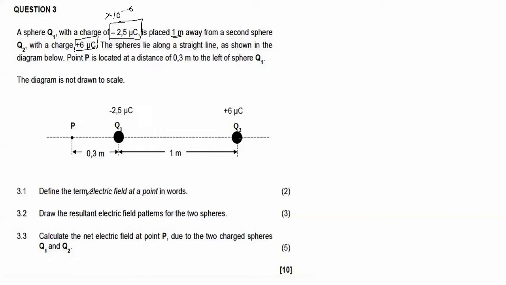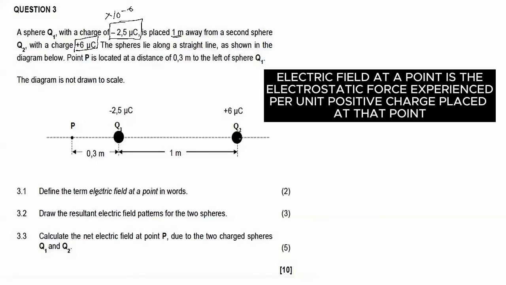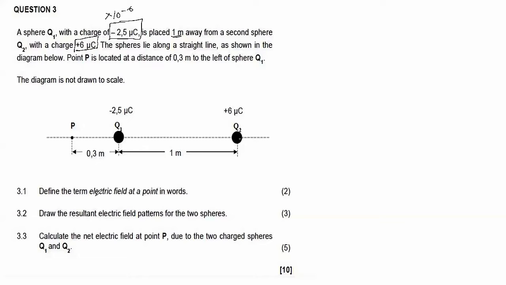Then 3.1 says define the term electric field at a point. We mainly just say electric field at a point is the electrostatic force experienced per unit positive charge placed at that point. So for 2 marks, that's how you are supposed to define electric field at a point according to your CAPS document. Then 3.2 says draw the resultant electric field pattern for the two spheres, right?